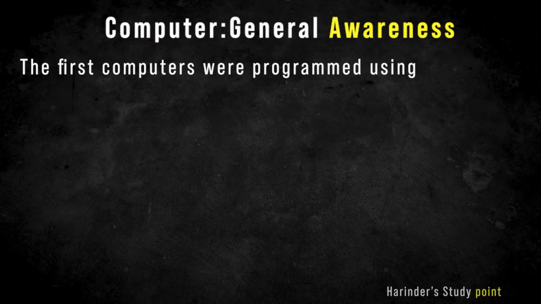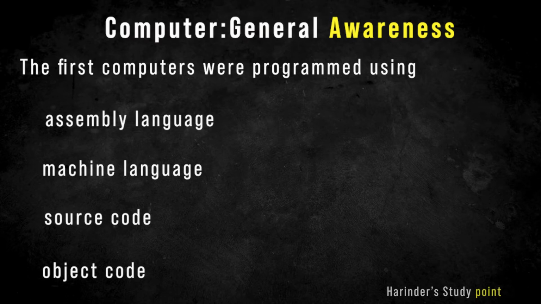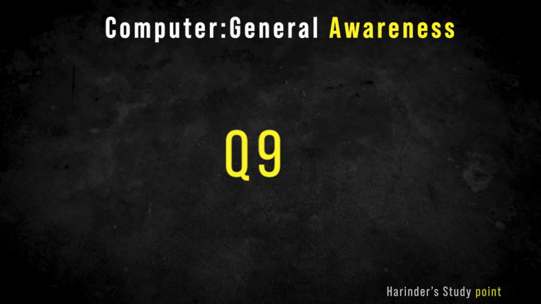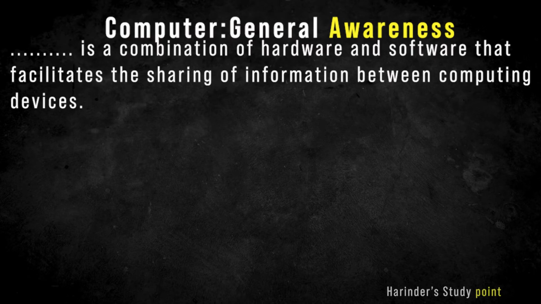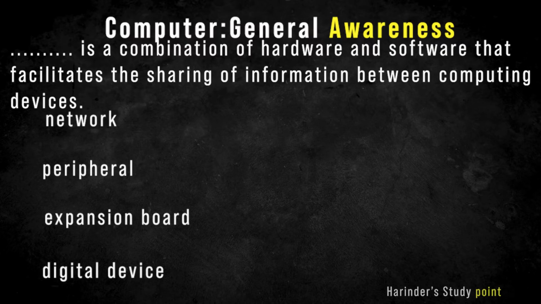The first computers were programmed using assembly language, machine language, source code, object code. Correct answer is machine language. Dash is a combination of hardware and software that facilitates the sharing of information between computing devices. Network, peripheral, expansion board, digital device. Correct answer is network.